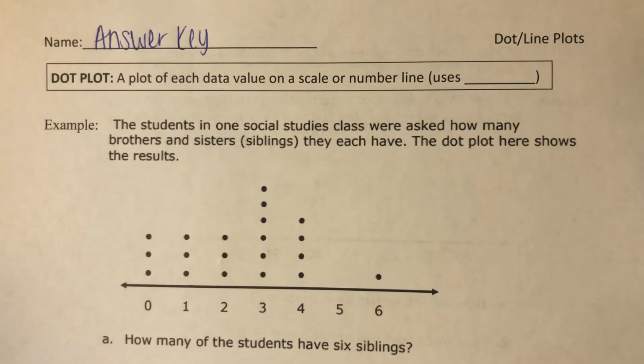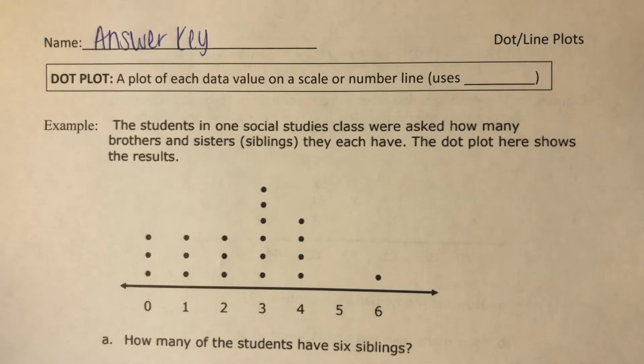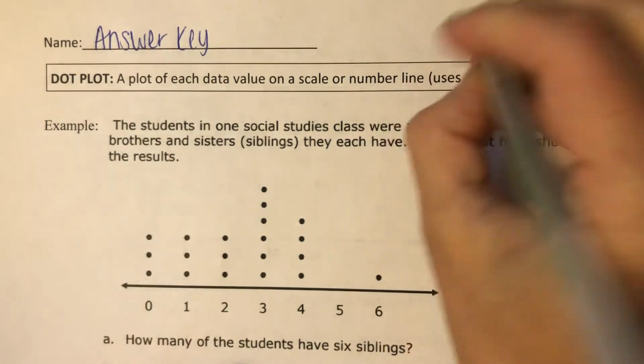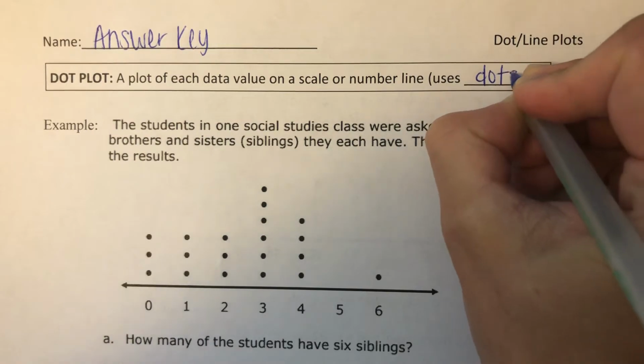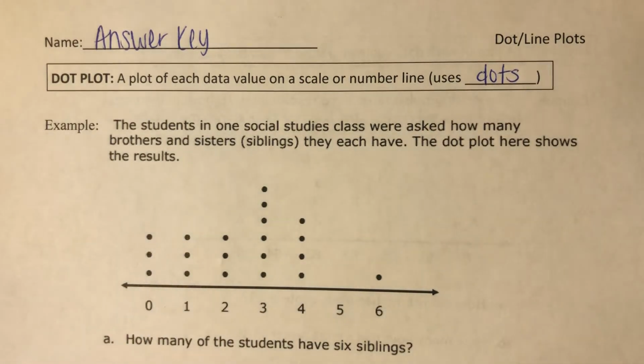Okay, so we're going to talk about how to create and read dot plots, or sometimes they're called line plots. I'll tell you the difference between the two, but honestly it doesn't matter which one you do when you're given the problem. So we'll start with dot plots, which is a plot of each data value on a scale or number line. If you hear the word dot plot, technically you're supposed to use dots. When you hear line plot, we'll use something else, but again, they really are interchangeable.